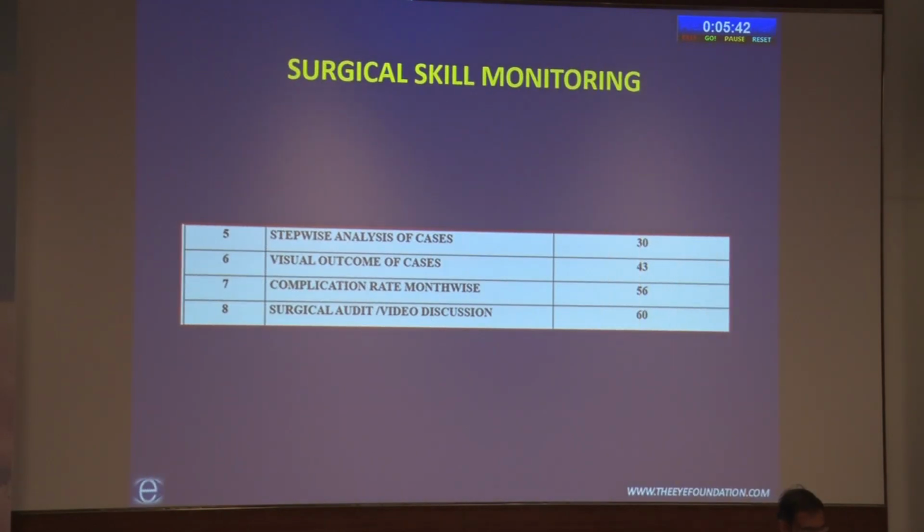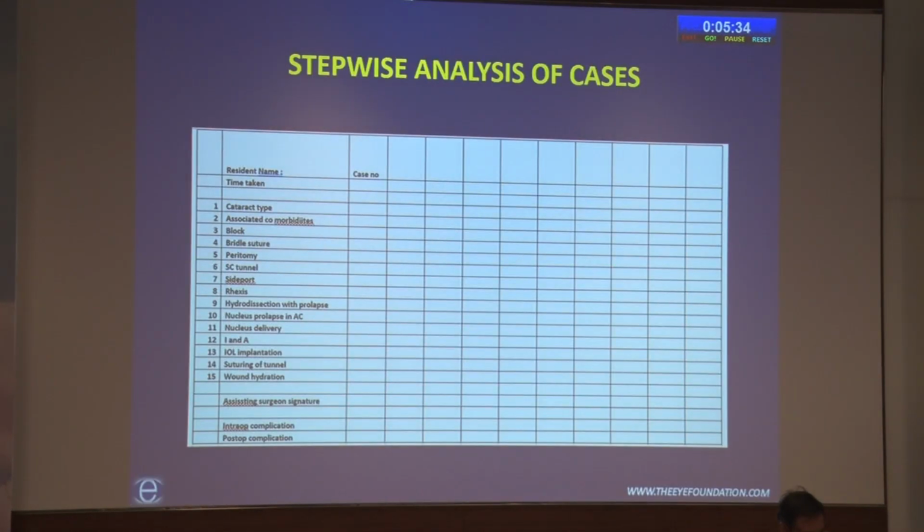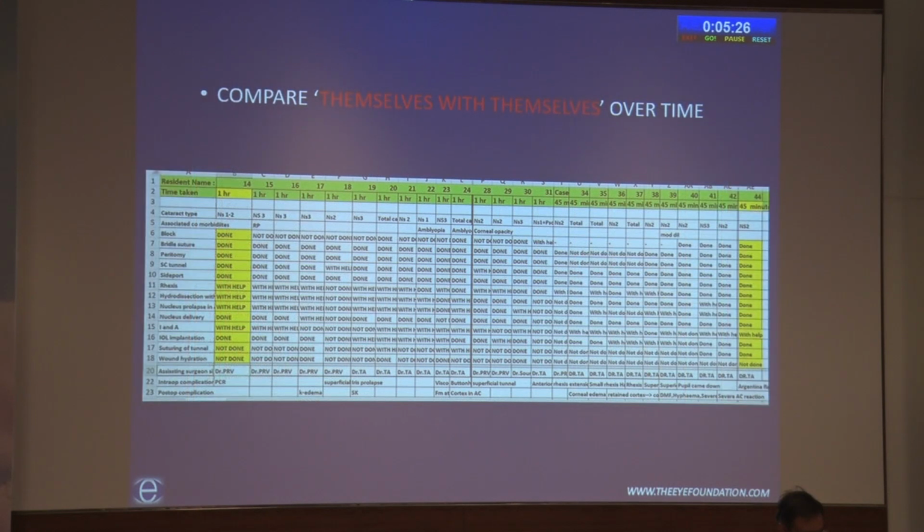Once they start operating, they document the stepwise analysis, visual outcome, complication rate, and also the surgical audit. In the stepwise analysis, they document for an individual case what steps are done by them with help, independently, or not done at all. How is this going to help us?